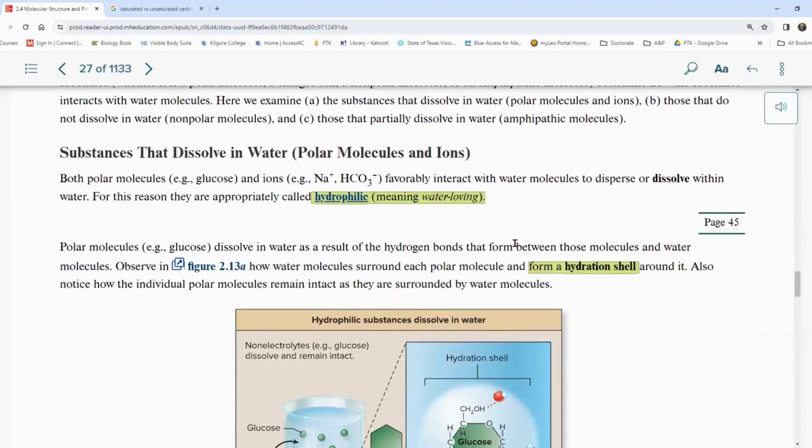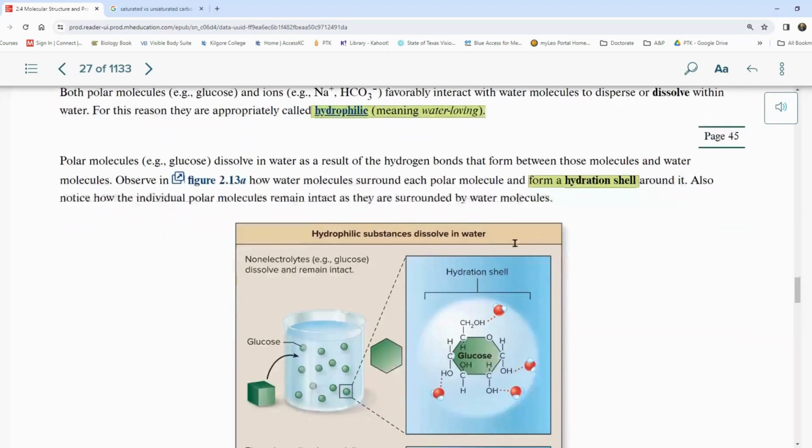So we talked about hydrophobic, but the opposite of that would be hydrophilic, which means water loving. So in order for something to dissolve, it has to be hydrophilic. If it's hydrophobic, it just means it does not want to interact with water. It's scared of water. It doesn't want to have anything to do with it. Hydrophilic means that it loves water. So in order for something to dissolve, it has to like water, of course.